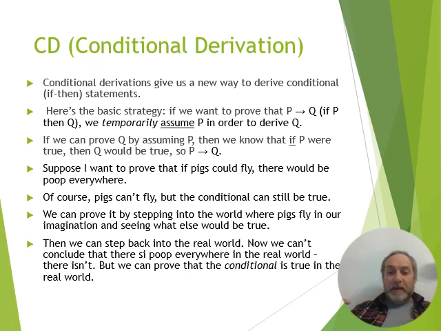So you can think of conditional proofs this way. We prove it by temporarily stepping into another world, a world where pigs do fly. Then we look around and see what is true in this world. If there's pig poop everywhere, then we can step back into the real world. We can't say there's poop everywhere, because there isn't in the real world. But we can say that if pigs could fly, there would be poop everywhere. We proved the conditional because we stepped into the world where the antecedent was true and the consequent followed.